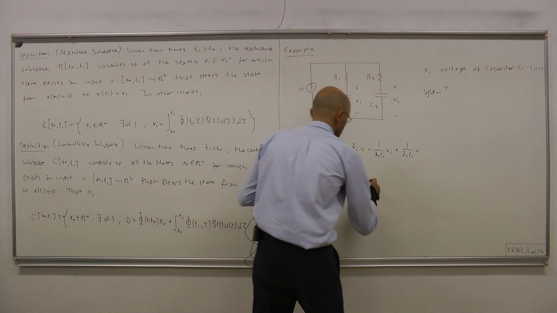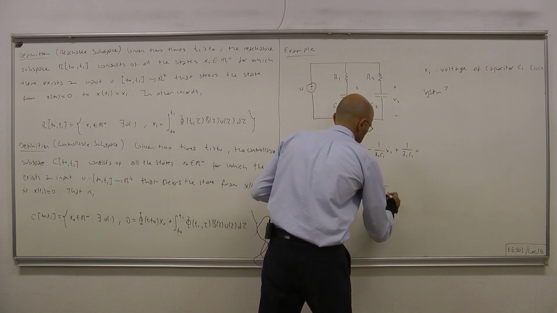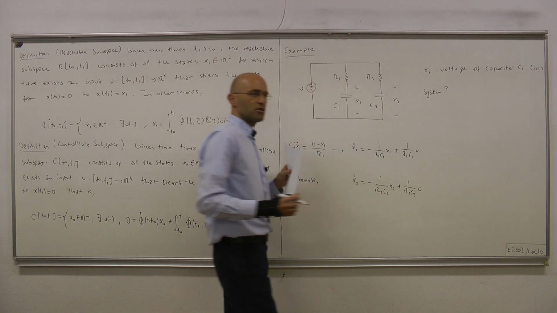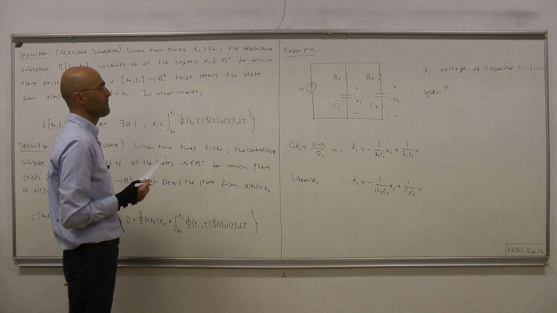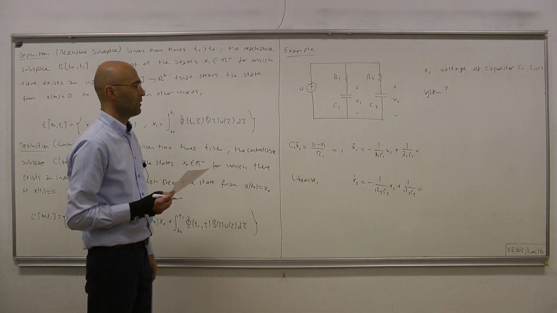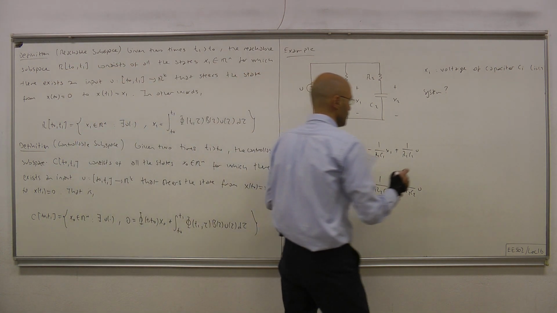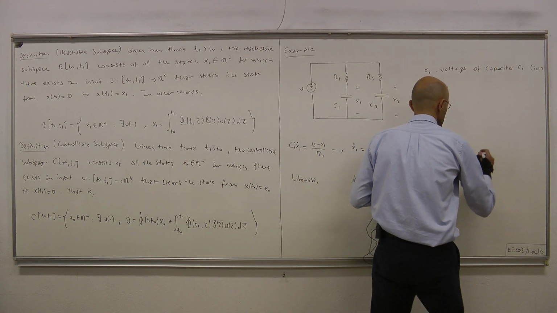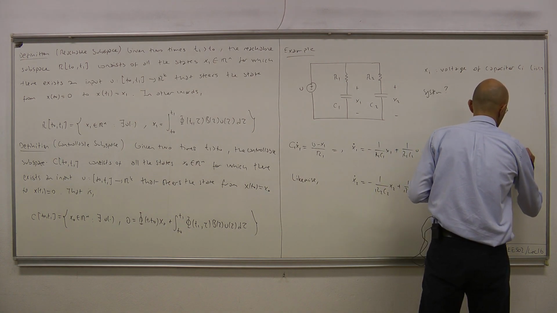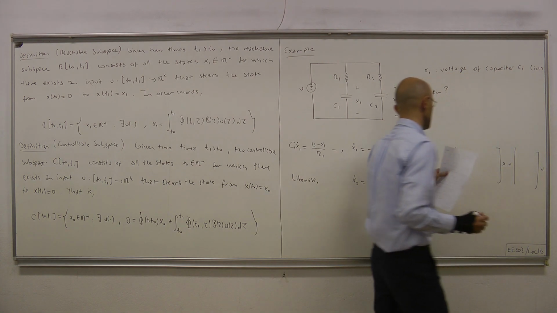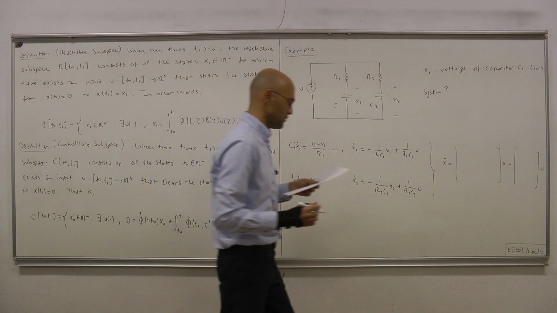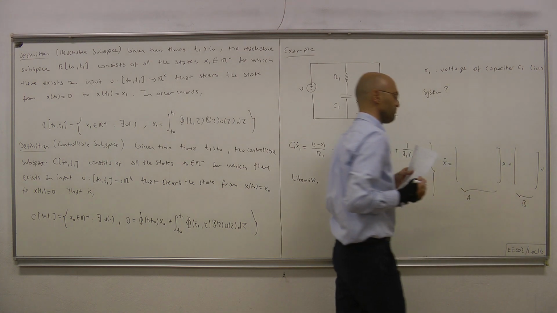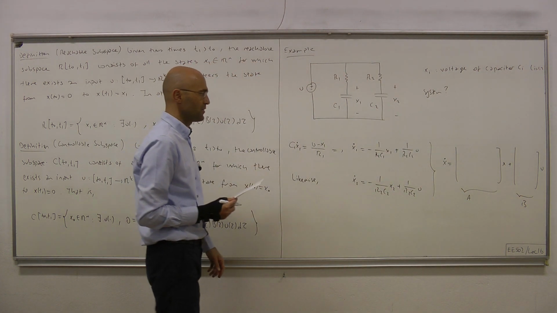Likewise, x2 dot can be written as minus 1 over R2 C2 x2 plus 1 over R2 C2 times the input, the voltage of the source, which is our input to our system. Therefore, it was easy to write down the x dot equals Ax plus Bu equation for this system. This is our A matrix, this is our B matrix for this second order system.